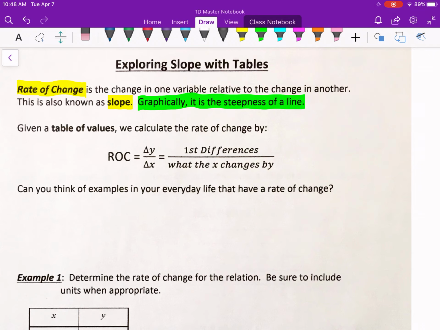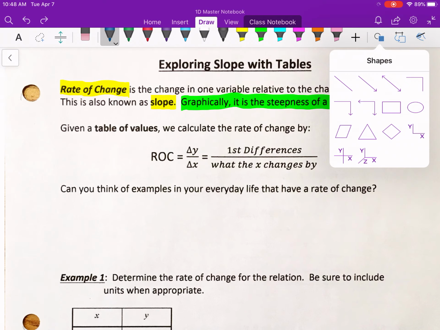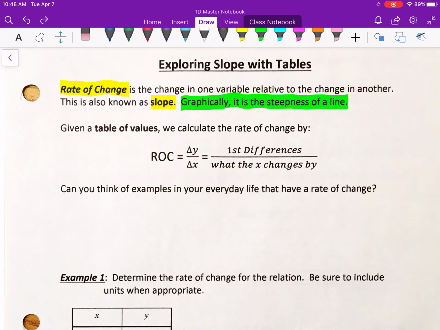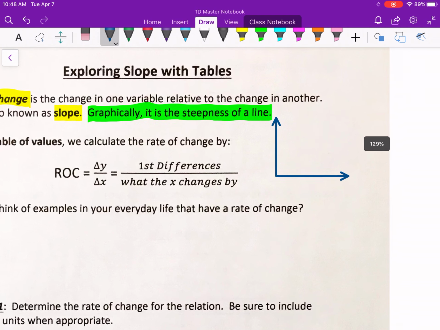So just to give a little visual of that. Let's try again. There we go. So here's a graph.